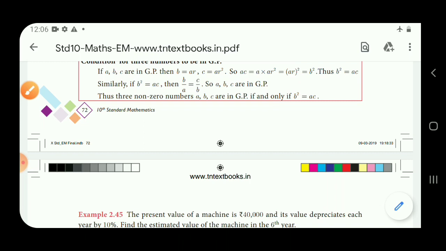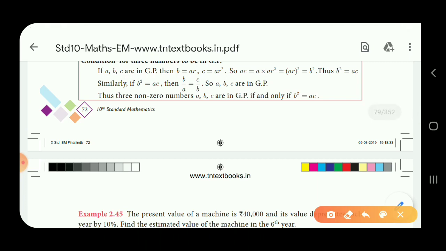Similarly, if B² = AC, dividing by A and B, we get B/A = C/B, so that A, B, C are in GP. So these are the conditions. Three non-zero numbers A, B, C are in GP if and only if B² = AC. These are the main conditions.